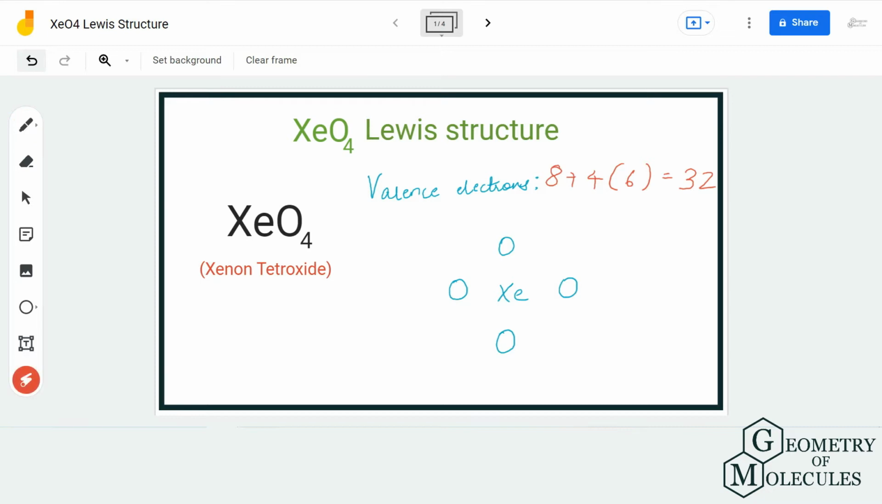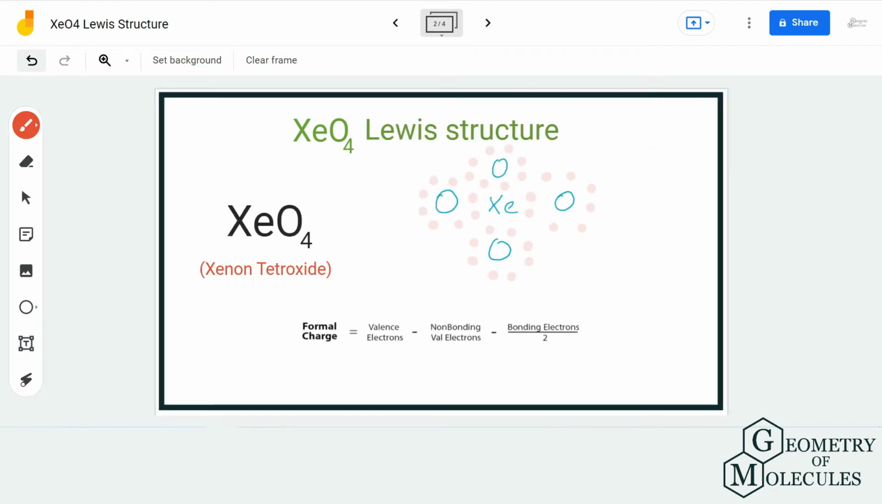Now for arranging atoms, we will place xenon in the center and oxygen atoms will take positions like this. To show a bond between xenon and oxygen atom, I am going to place a pair of electrons, and doing that I will be using up 8 out of 32 valence electrons. We are now left with 24 valence electrons, and I am going to place 6 valence electrons around each oxygen atom so that all oxygen atoms can have a complete octet.